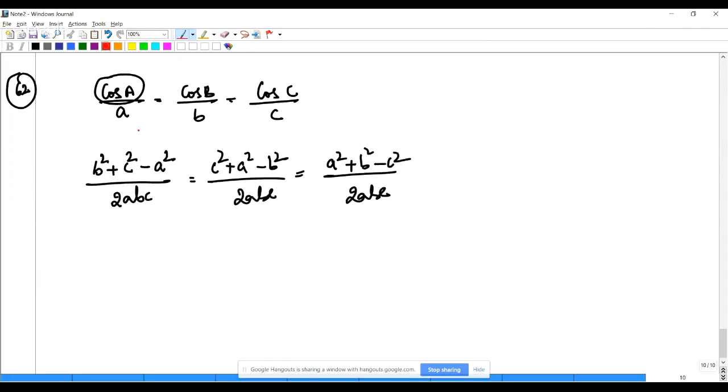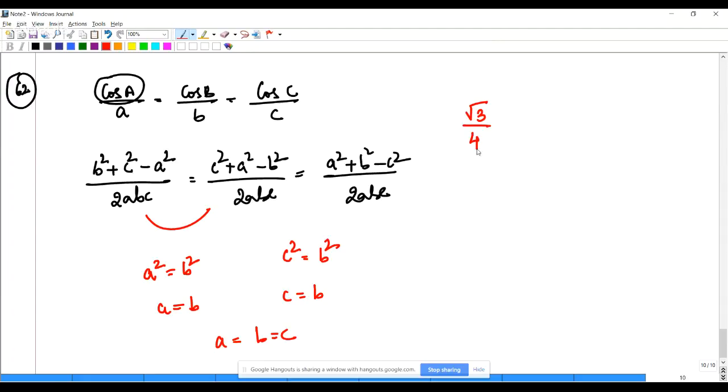If you equate these two, c square cancels. So you get a square is equal to b square, which is a equal to b. Here, from this and this, you get c square is equal to b square, which is c is b. From these, you can take it as a equal to b is equal to c. So it's an equilateral triangle. The area of an equilateral triangle is root 3 by 4 a square, whereas a is 2. So it's going to become what? Simply 4 and 4 get cancelled. Finally, you're left with root 3.